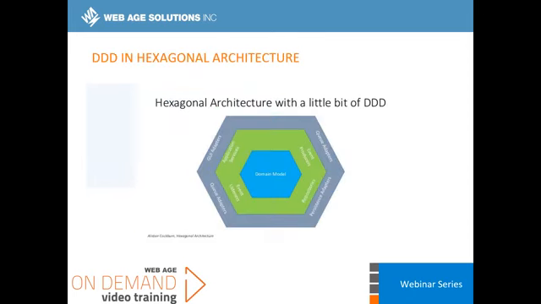So if you look at this with a little bit of DDD, we still have the domain model in the middle. The event producers, so the event generators, the event listeners, various repositories, and the persistence adapters, the queue adapters, the GUI adapters, and the other queue adapters.